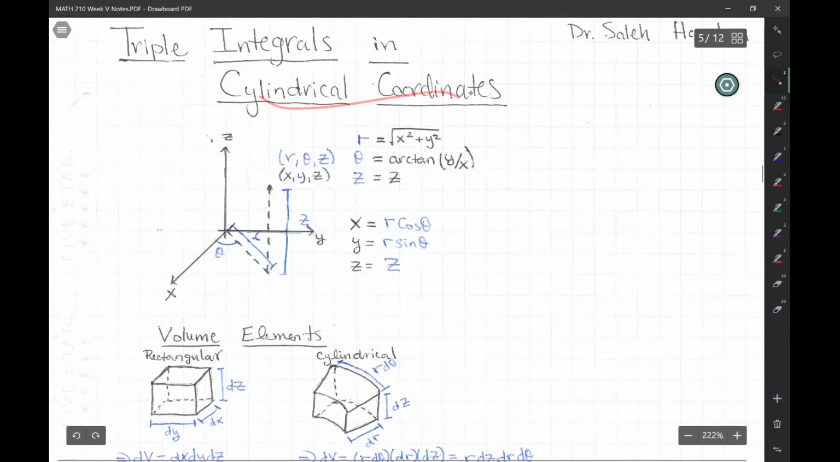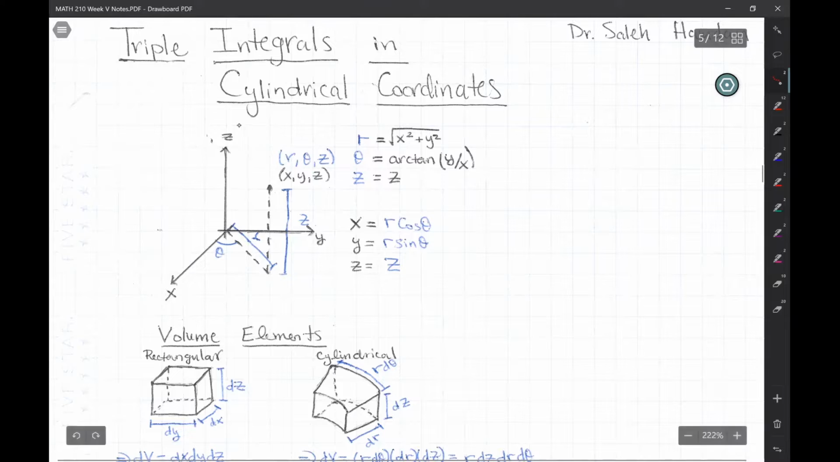Triple integrals in cylindrical coordinates. So as we saw with double integrals, sometimes it was advantageous to use polar coordinates to integrate. And this was the case when the region of integration was circular, and also when the integrand contained terms like x squared plus y squared.